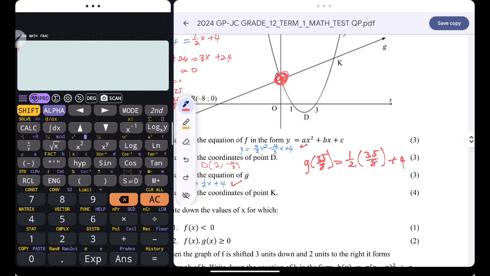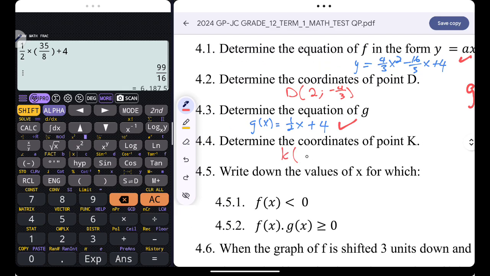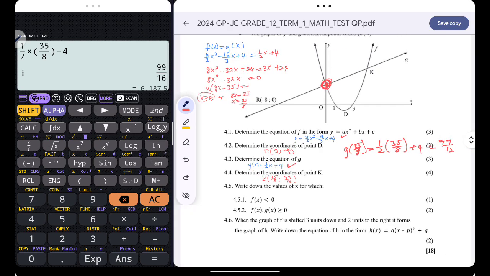this will simply give me 1 over 2 times 35 over 8 plus 4. Let me just punch my calculator. 1 over 2 times 35 over 8 and then plus 4. This gives me 99 over 16. So the coordinates of k, I'll simply have 35 over 8, and the corresponding y value is just 99 over 16.